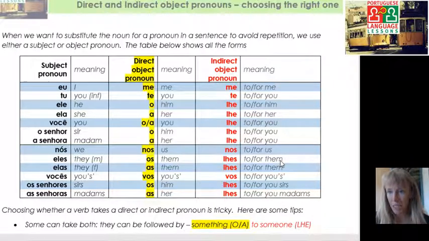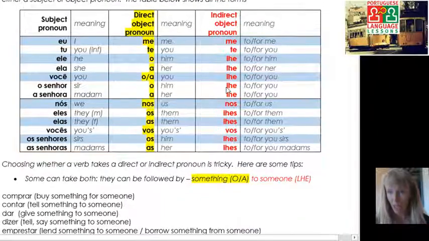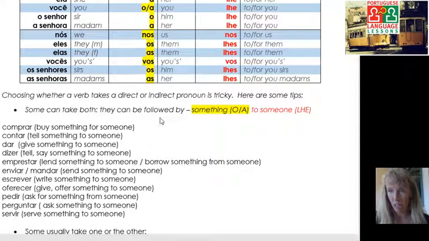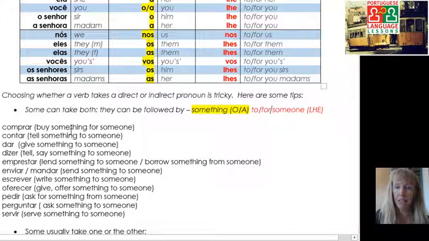Now, what I think is particularly difficult is deciding whether you're going to use a direct or an indirect object pronoun. Okay, and so here's some tips for you. And generally, it's all about which verb it is. Okay. Some can take both, direct and indirect. So they can be followed by something, to, or for someone. Okay. For example, buy something for someone, tell something to someone, give something to someone, say something to someone, etc. So these verbs, comprar, contar, dar, dizer, emprestar, enviar, mandar, escrever, oferecer, pedir, perguntar, servir, can have both.